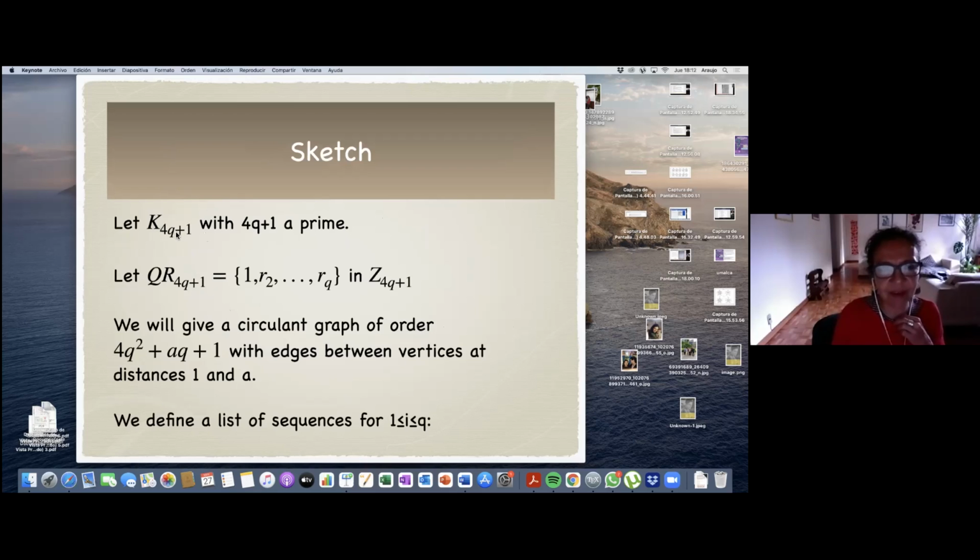I have this complete graph. This is a power of prime. This is the quadratic residues here. And we will give a circulant graph of this order with edges between vertices at distance 1 and a, okay? And we define a list of sequences as follows.